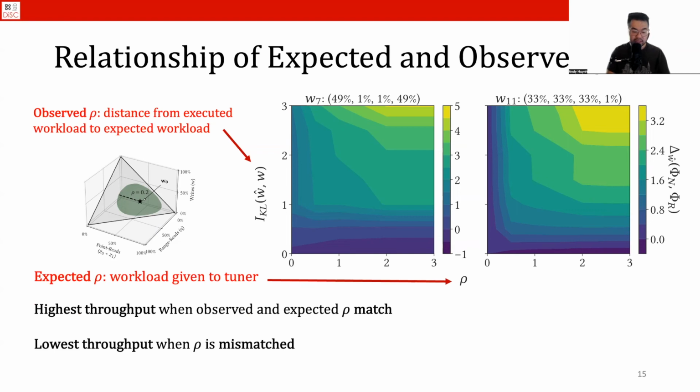So if we take a look at this graph, we can see two very clear pictures, right? The highest throughput is observed essentially when your observed and expected rho match, right? So all the way at the top right. And this makes sense. Essentially, this means that when you account for uncertainty in your tunings and your observed workload also has some uncertainty or drifts away from your expected workload, you can actually recover a lot of performance that you wouldn't otherwise have had. On the flip side, the lowest throughput occurs when rho is mismatched.